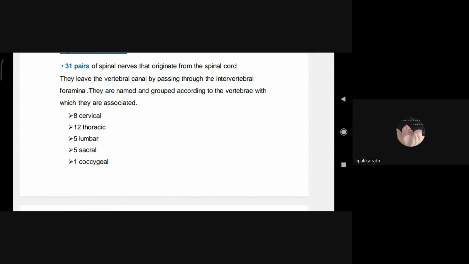Ma'am, eight cervical nerves or seven cervical nerves? What do you think? I think seven because according to the vertebral column, I think, but I don't know if it will be wrong or right. All are ordering, but I think only cervical is not ordering. That's why I am asking.